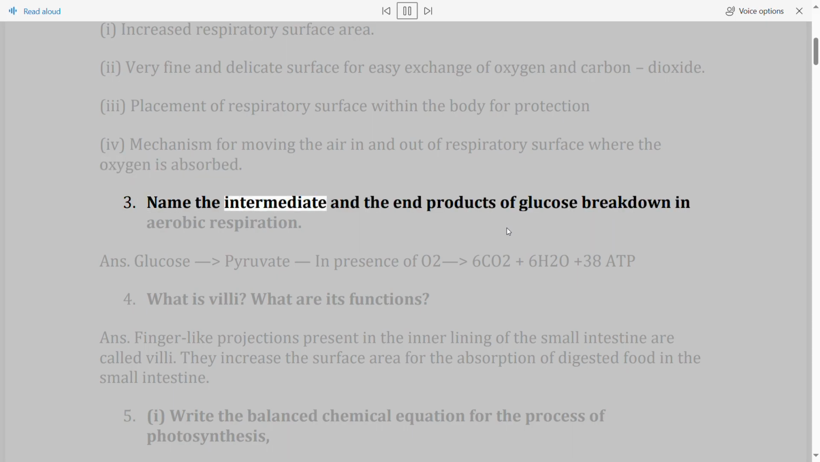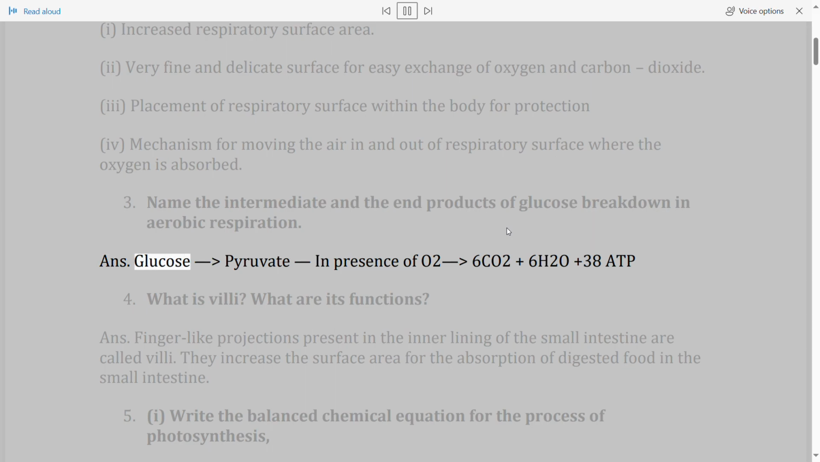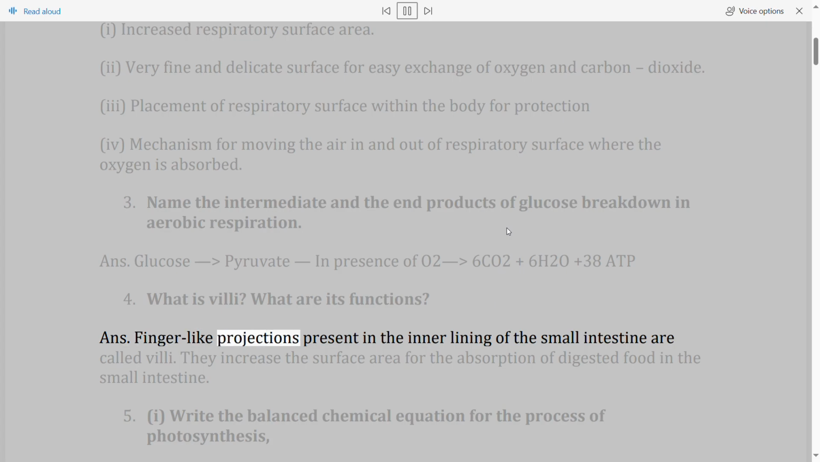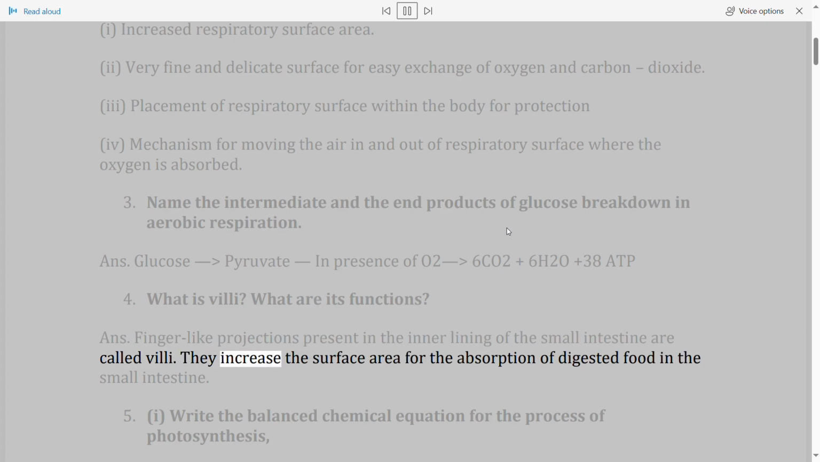3. Name the intermediate and the end products of glucose breakdown in aerobic respiration. Ans. Glucose gives pyruvate, which in the presence of O2 gives 6CO2 plus 6H2O plus 38 ATP. 4. What are villi? What are their functions? Ans. Finger-like projections present in the inner lining of the small intestine are called villi. They increase the surface area for the absorption of digested food in the small intestine.